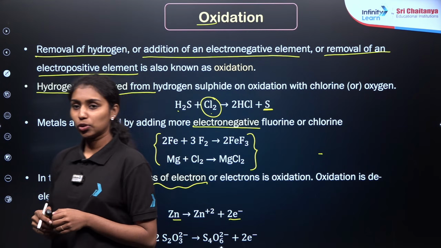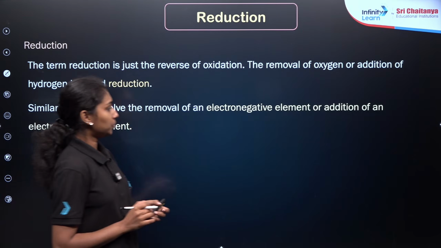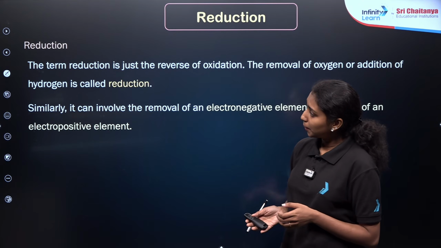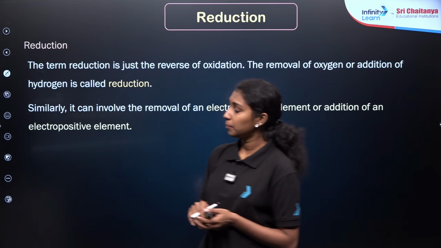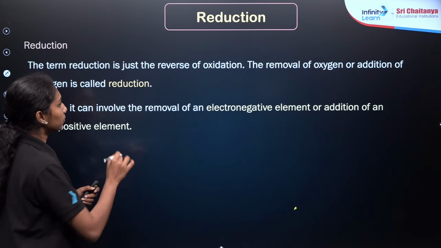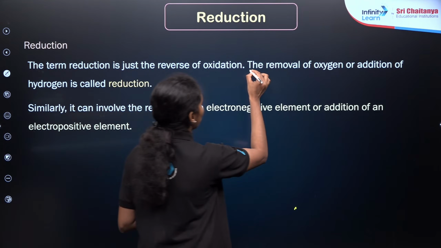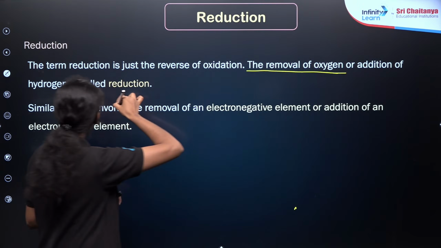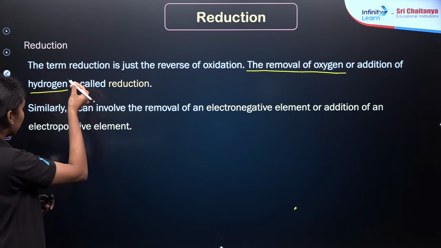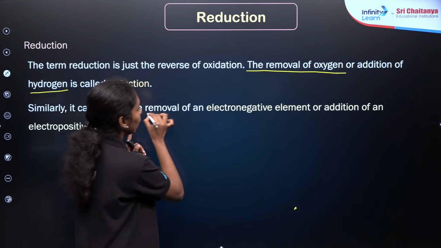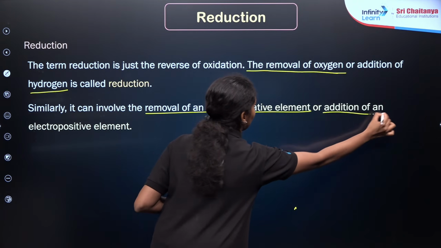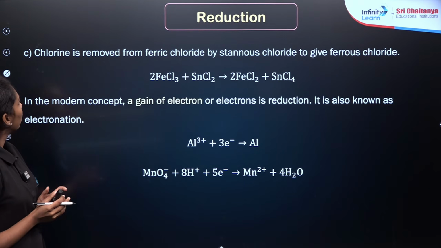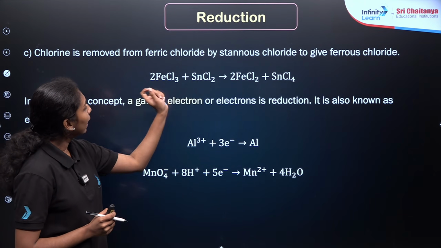Now, what will be the concept of reduction? Just the opposite, right? In oxidation, we are adding oxygen, but in reduction, we are removing oxygen and adding hydrogen, right? Similarly, we can call it the removal of an electronegative element or the addition of an electropositive element. Let us see by examples here.